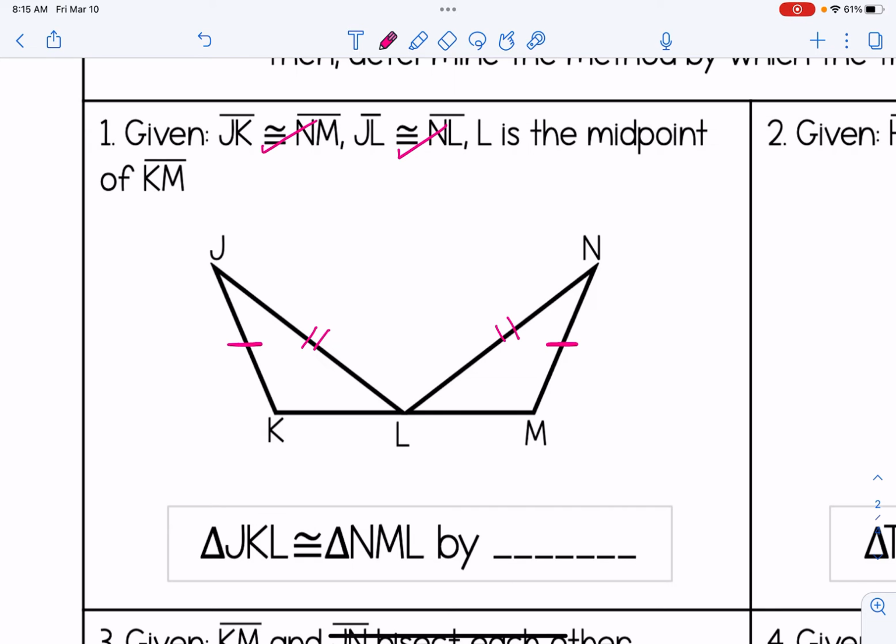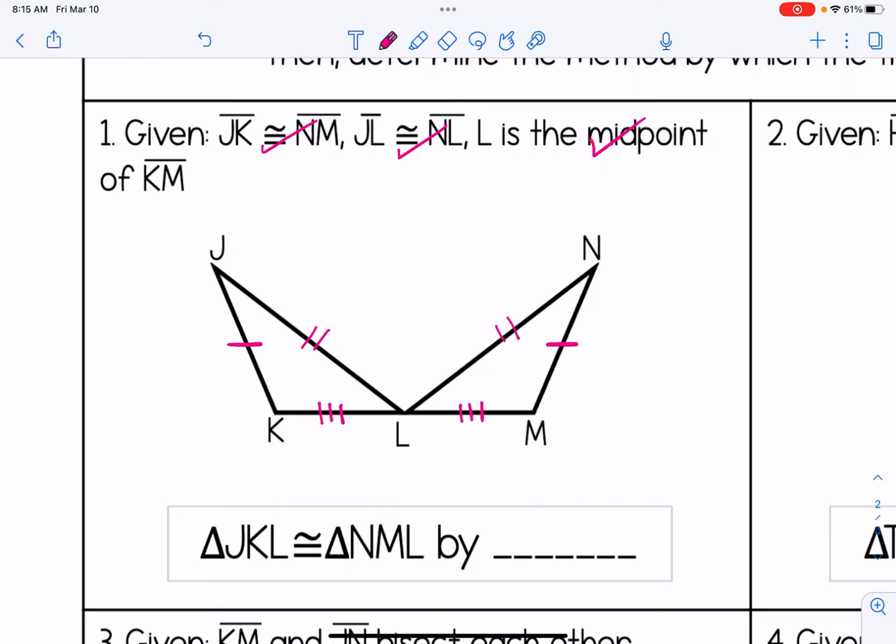Well, we know midpoints split segments into 2 congruent parts, so that must mean KL and ML are congruent to one another. The goal is to always have 3 markings, at least 3, per triangle. So if I look at triangle JKL here, there are 3 markings. If I look at triangle NML, there are 3 markings.